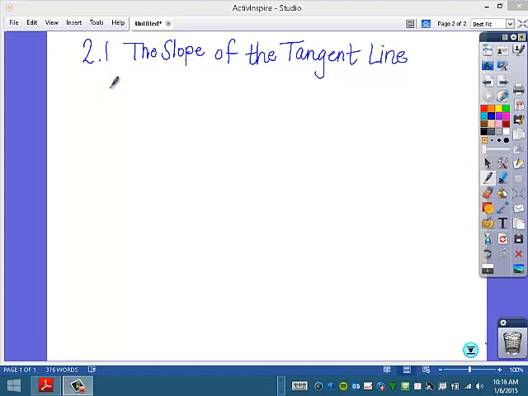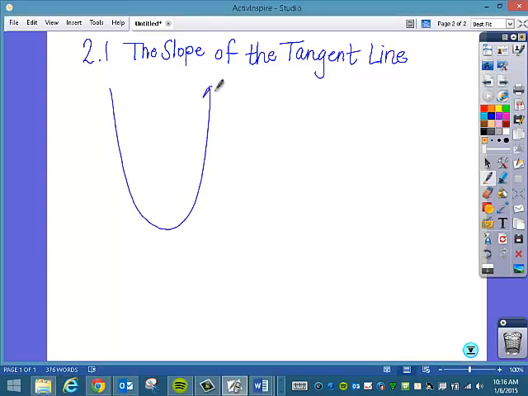Today we're talking about a really important concept for calculus called the slope of the tangent line. So first off, we need to figure out what is a tangent line. A tangent line is a line that touches your curve at exactly one point.